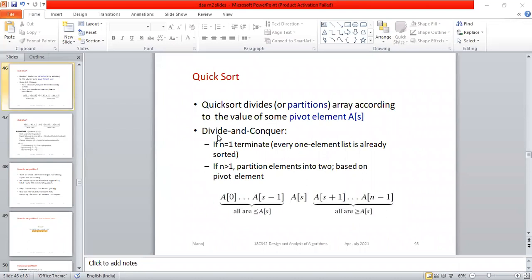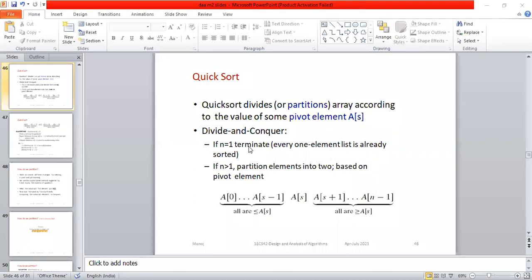Under quicksort, it divides the array. As you all know, we are discussing the divide and conquer strategy. So it divides the array according to the value of some pivot element A of S. When you go with divide, if n is equal to 1, that means there is only one element and it is already sorted. So if n is equal to 1, there is no purpose of dividing.